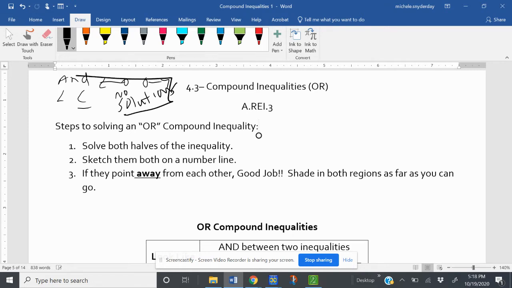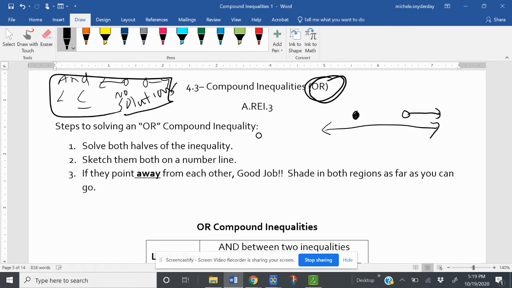However, today, compound inequalities with the word or separating them want to go away from each other, because their solution is either one thing or the other. So, or solutions should go in opposite directions. Tomorrow, or the next lesson, will be our special cases of ors. But for our normal ors, they are supposed to go away from each other.